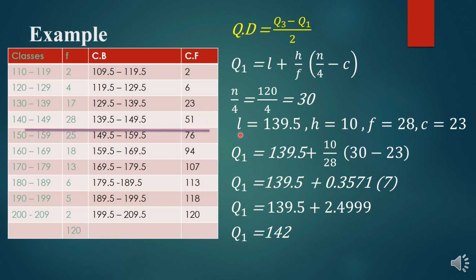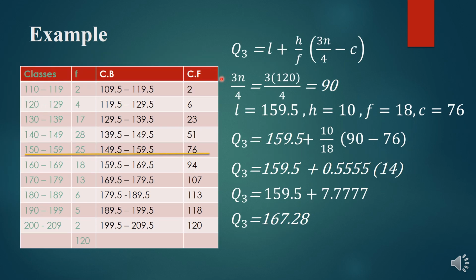Once you find all the values, you put them into the formula, and with the help of a calculator you find your Q1, the first quartile. The next step is to find the third quartile. In this third quartile we have the value 3n by 4. So we need to identify the 3n by 4. Again, 120 put here and we identify the 90.